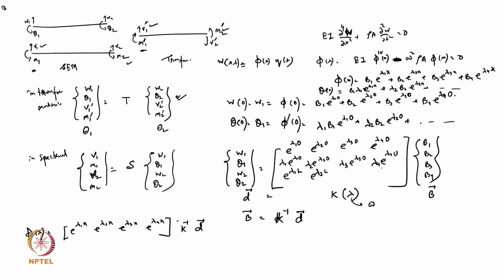Okay, so this k inverse is a 4 cross 4 matrix, d is a 4 cross 1 matrix, b is a 4 cross 1 matrix, and this is a 1 cross 4 matrix. So if I just do it, you will get a term which will be 1 cross 4, and each term is basically your shape function. Agreed, all of you?